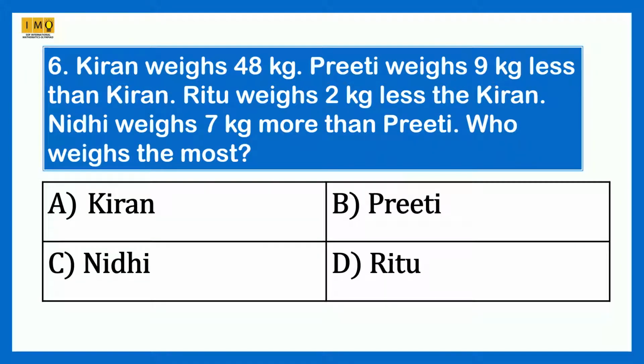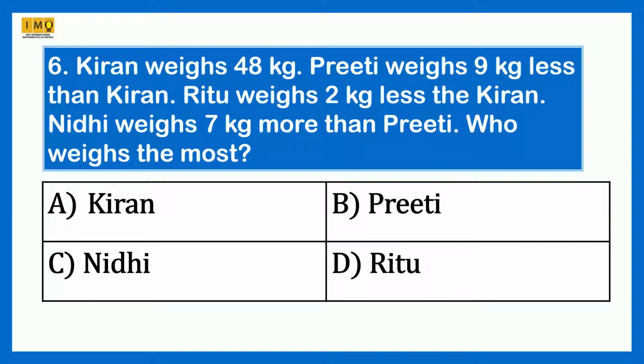Kiran weighs 48 kg, Preeti weighs 9 kg less than Kiran, Ritu weighs 2 kg less than Kiran, Nidhi weighs 7 kg more than Preeti. Who weighs the most? So let us calculate the weight of each person. Kiran weighs 48 kg, Preeti weighs 9 kg less. So 48 minus 9 would be 39.